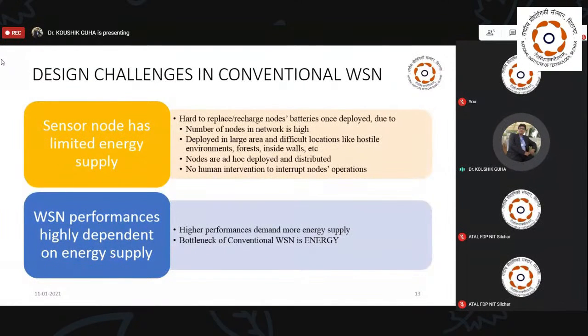The wireless sensor node's performance is highly dependent on energy supply, because higher performance demands more energy. So the bottleneck of conventional WSN is energy. That's why lots of people are putting more thrust into this sector. How to use energy efficiently, how to reduce power consumption, how to scavenge or harvest energy from other available sources like ambient vibration, solar, sun rays, wind, or other kinds of energy sources. Correlated or uncorrelated sources are always around us. So energy is ever present, but we have to use it efficiently and intelligently. We have to harvest that energy and produce the power and voltage to power up the sensor nodes.